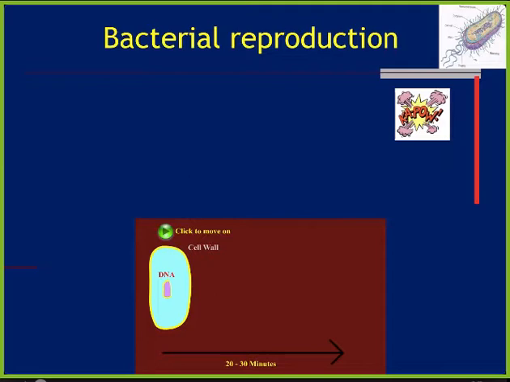Okay, so we are going to look at how bacteria reproduce. They reproduce asexually. You should now have an idea what that means. So what does that mean? Anyone like to share? How many parents? What type of cell division? Any takers? One parent by binary fission.